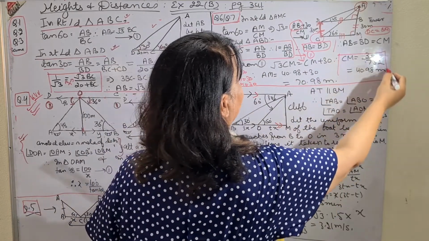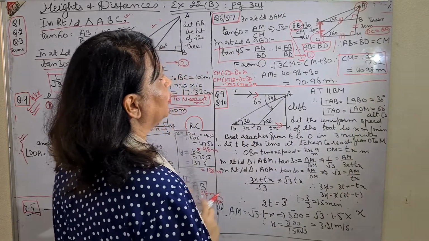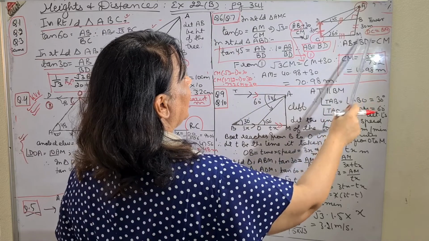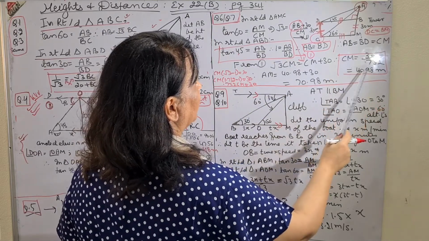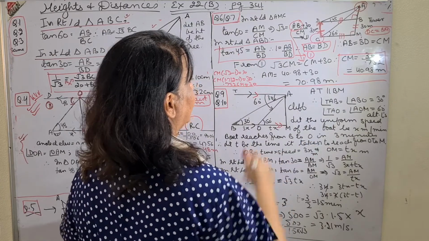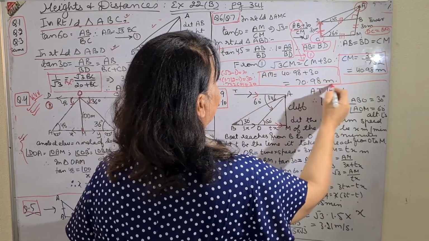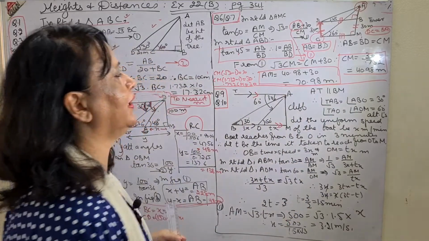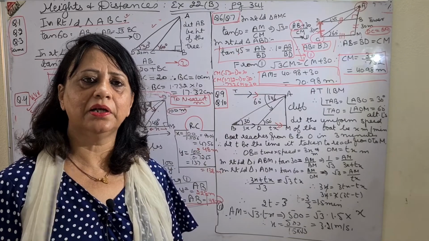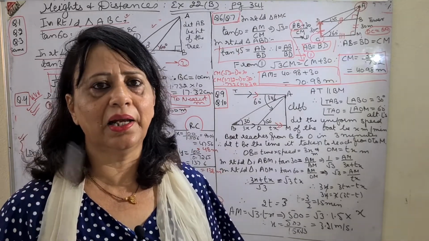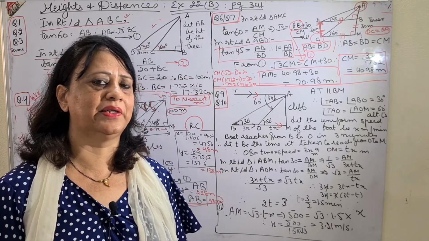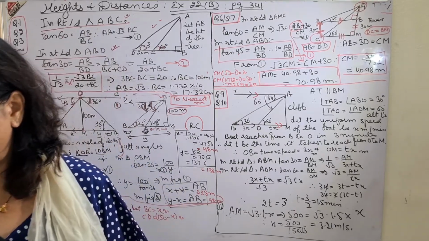CM is 40.98. Then they are asking you to find the height of the tower. Height of the tower is AB plus BM. AB is equal to CM. CM is 40.98. So the height will be 40.98 plus 30, and that is your second answer. So be careful, children. All the answers are there in the questions only. Just you have to be very careful. The thing is, please turn the language into right angled triangles. Unless you have right angled triangles, sums of height and distance won't be solved.